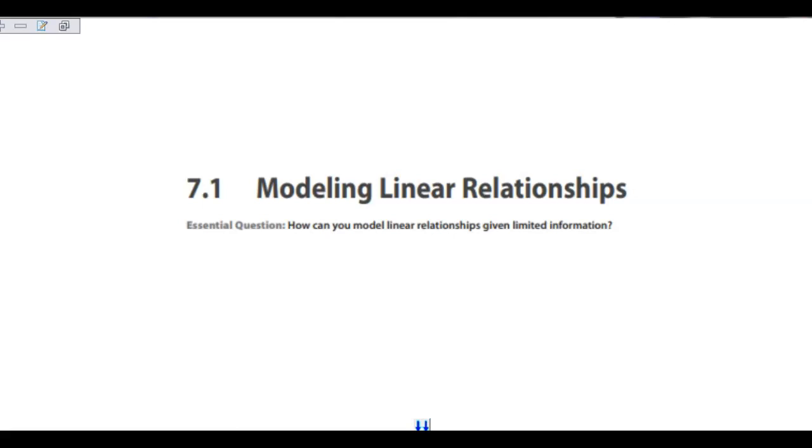Hello, we are back for modeling linear relationships. This is a little bit of a review of when we did writing equations in standard form back in 6.4.